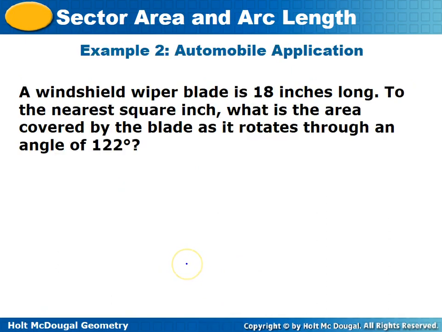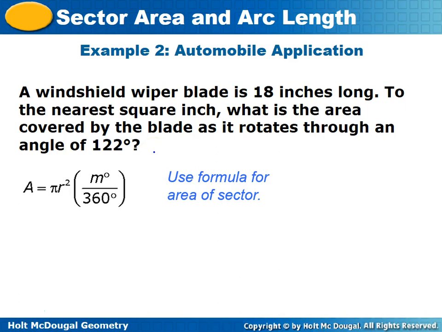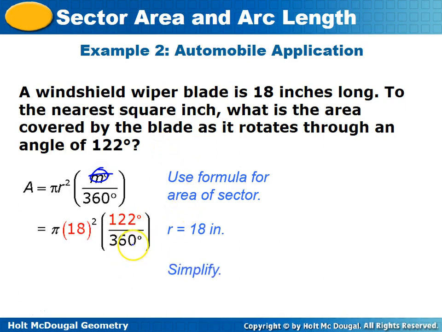So with the windshield wiper, when we talk about a windshield wiper blade, it's 18 inches long, and the area covered by the blade rotates through a 122-degree angle. So again, we've got our radius right here, and then we've got our theta right there. So here again, theta. So we're going to square 18, multiply that by 122, divide it by 360. This time we are going to multiply by pi though, because it wants to know to the nearest square inch what the answer is.